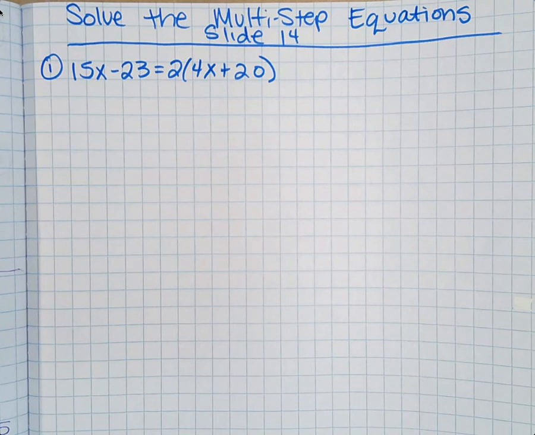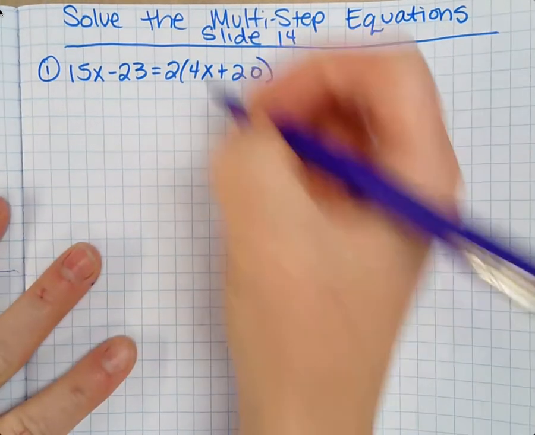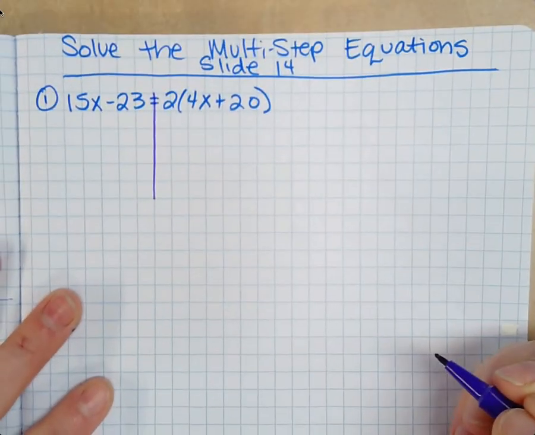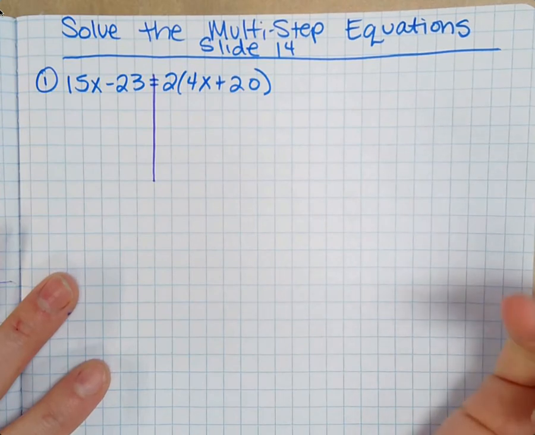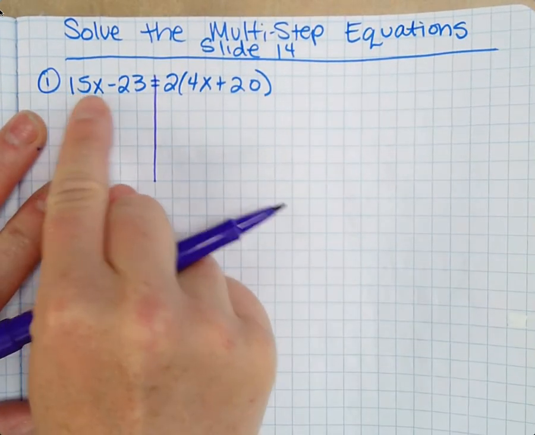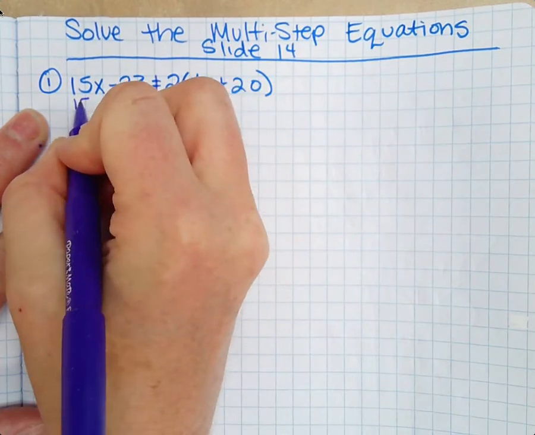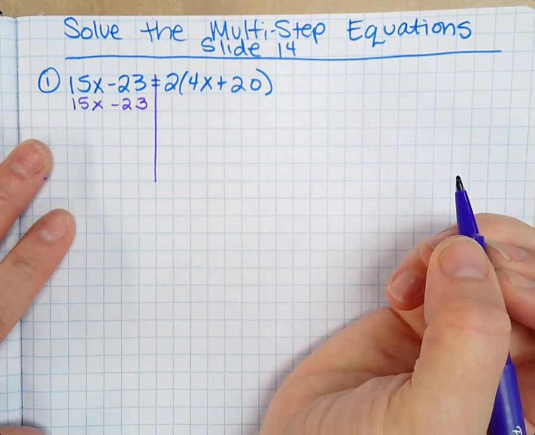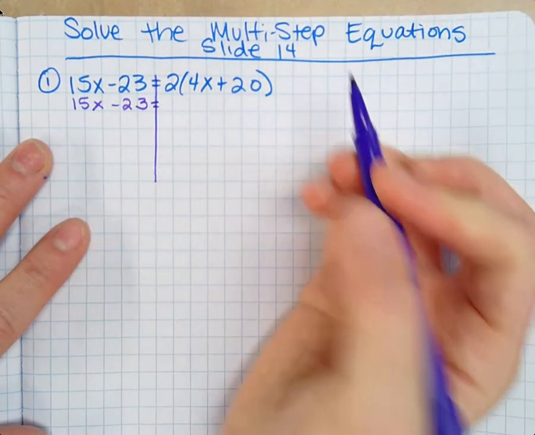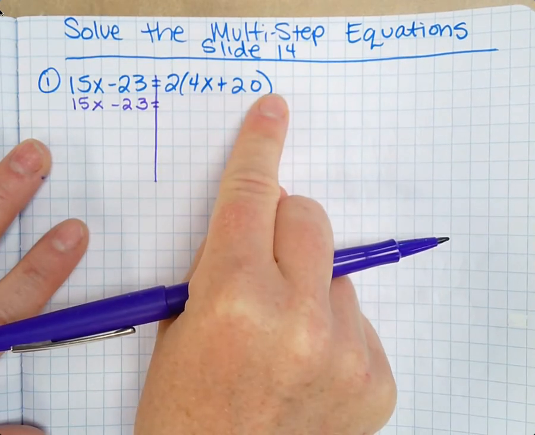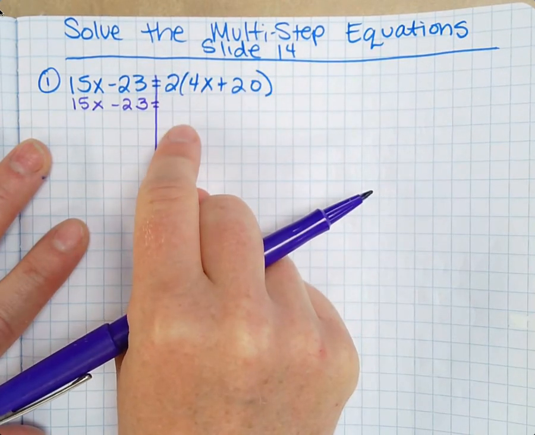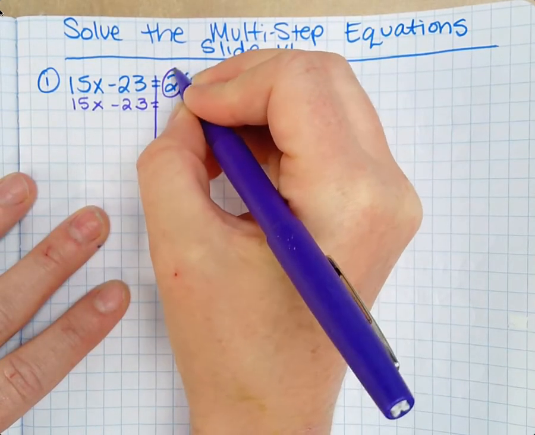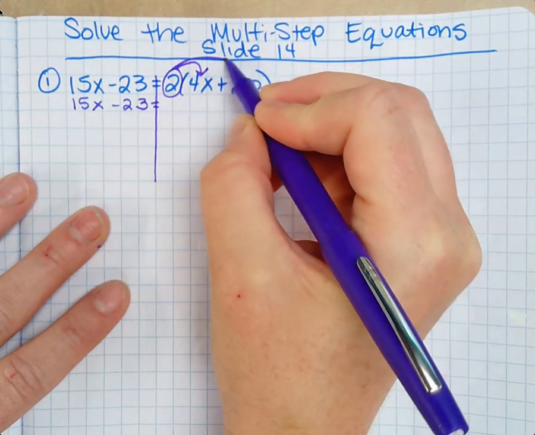Okay, do you have the problem written down? Yes. Okay, first step is always draw your line down your equal sign. And we want to distribute first, simplify both sides. The left side is already simplified, so I'm just going to rewrite that. The next side, the right side, we need to simplify this. So what operation do we need to do? Yeah, distributive property. So I'm going to multiply the 2 times the 4x and times the 20.